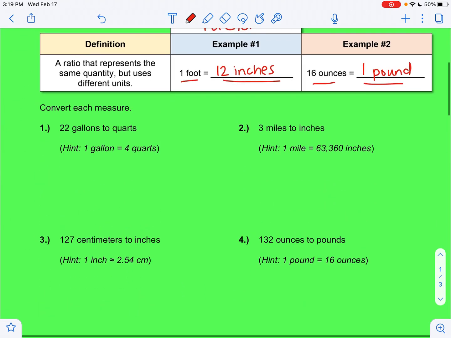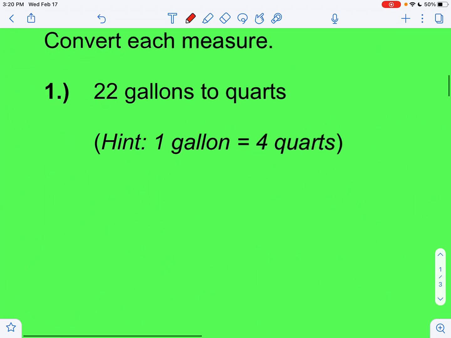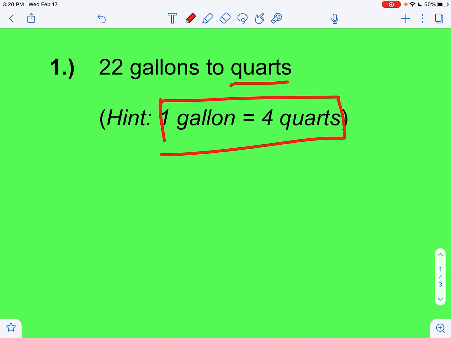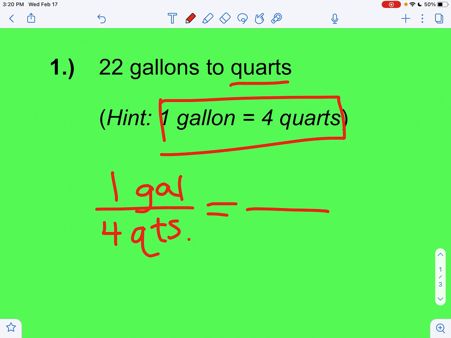What we're going to do is practice 4 problems and you'll get the hang of it pretty quickly. We need to convert each measurement. We are going from 22 gallons and we want to figure out how many quarts that is. They give us a hint here: 1 gallon is equal to 4 quarts. So using that hint, let's set up a ratio. We have 1 gallon to 4 quarts, and I'm abbreviating; QTS stands for quarts. That's the ratio they gave us.